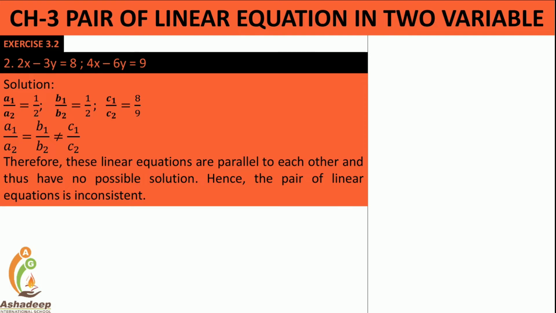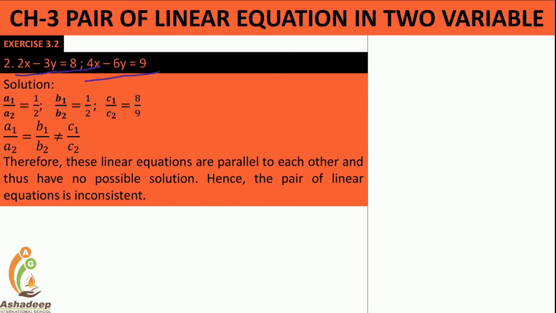So let's start with the continuous sums of exercise 3.2 and the second sum. So what is the second sum? That is 2x minus 3y is equals to 8 and 4x minus 6y is equals to 9.